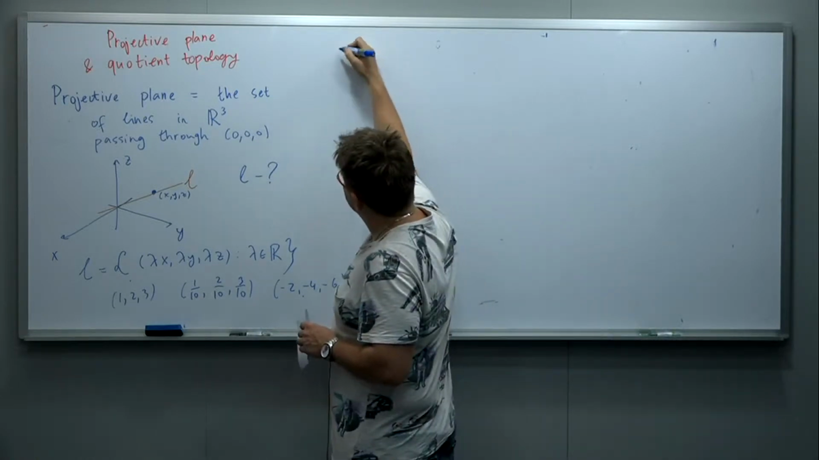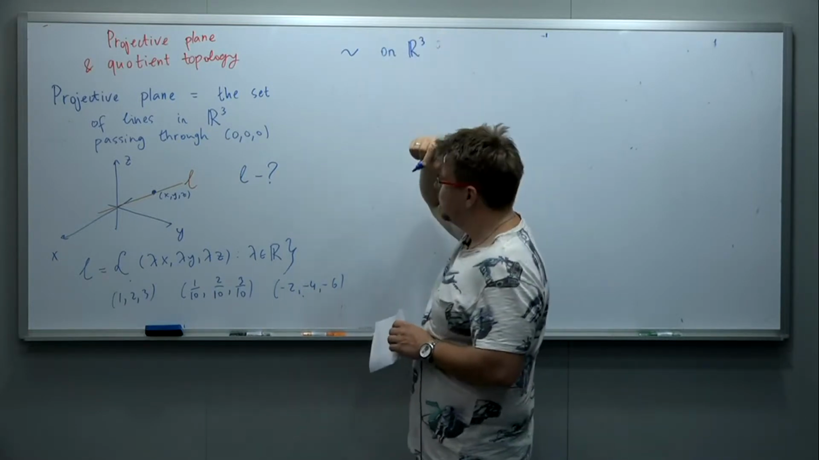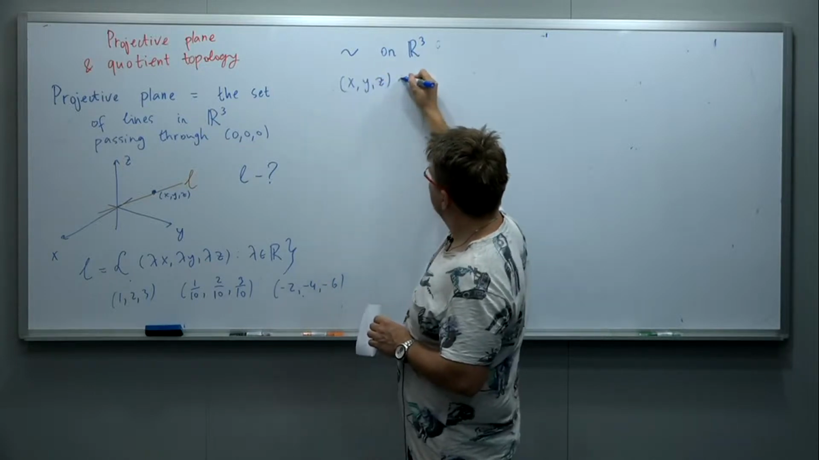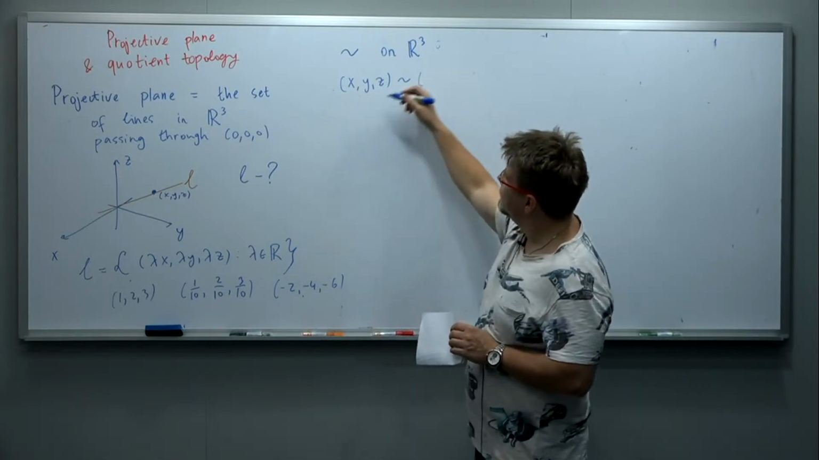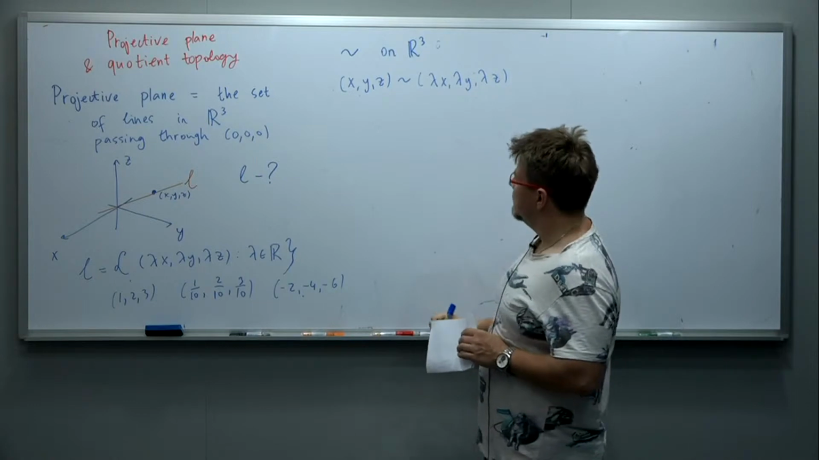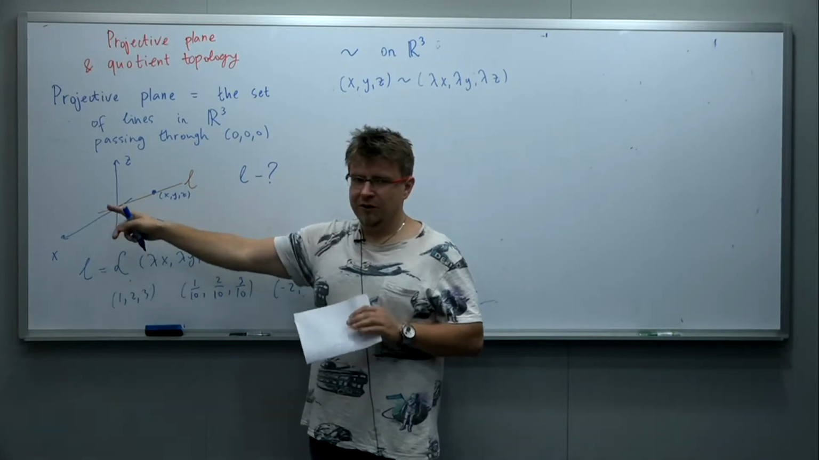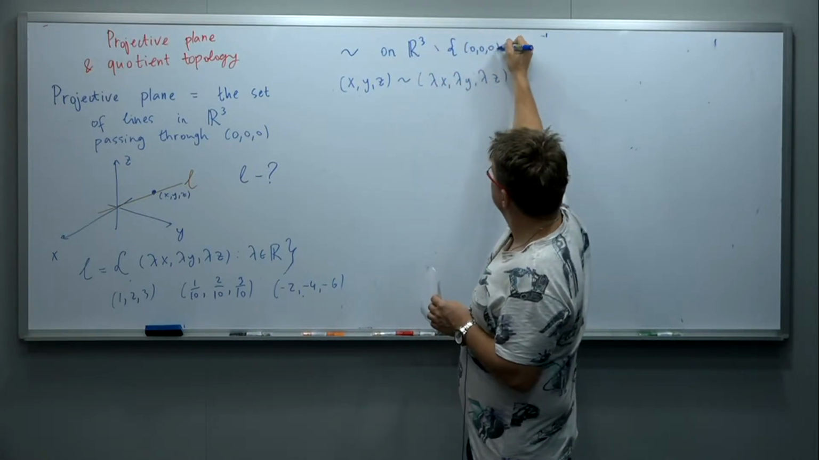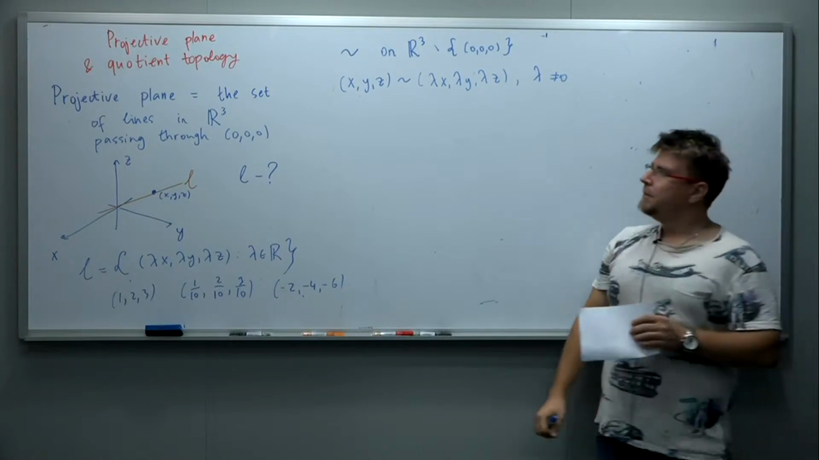Right, so we can introduce the following equivalence relation on R3. So we can say that two points of R3, x, y, z, are equivalent to each other whenever one of them can be obtained from another one by multiplying x, y, and z with lambda. So x, y, z is equivalent to lambda x, lambda y, lambda z. Well, it is important to understand that 0, 0, 0 should not be allowed. So it is actually an equivalence relation not on the whole R3, but on the R3 without the origin. And lambda shouldn't be equal to 0, right?